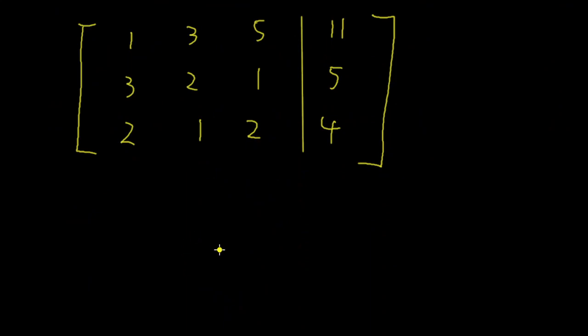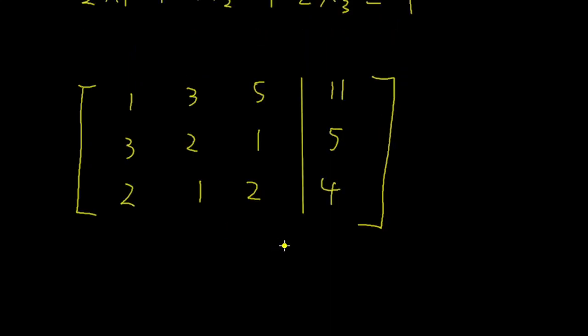Now, to get to that point, we have to perform some operations on this matrix. What can you do? You can interchange 2 rows, or you can multiply a row by a constant, or you can multiply a row by a constant and then add it to another row. Then you replace that other row with what you just did, okay?